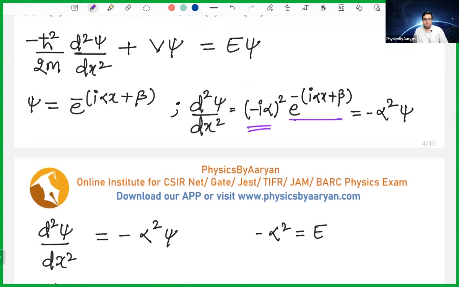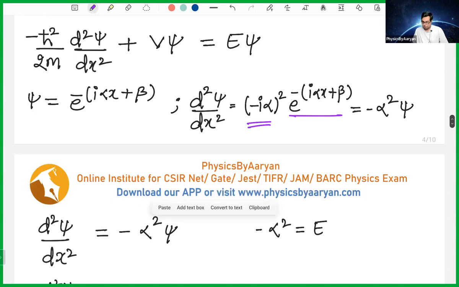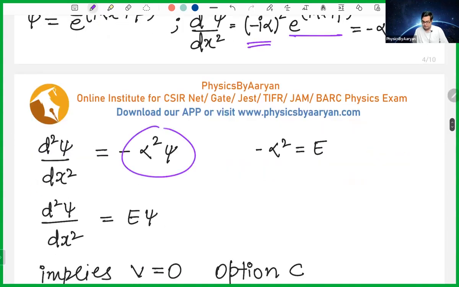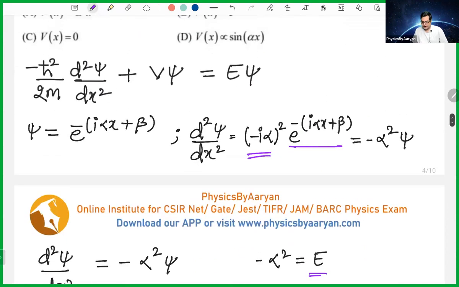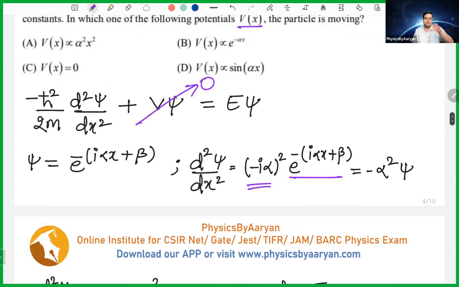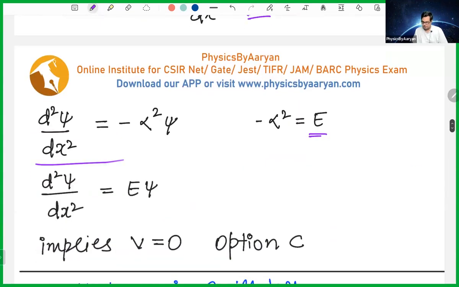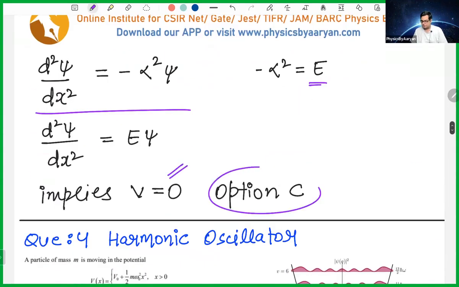Now, if you carefully see, if I call this thing as E, just for a minute, assume that, because this is a constant and total energy is also constant. So minus alpha square, let's say, is E, then basically what you are getting is d square phi by dx square equals E phi. Okay. And that will only be true if this term is 0. Basically, d square phi by dx square equals some E into phi will be true only if this term is 0. It means that this equation itself is showing that potential is 0, option number C.